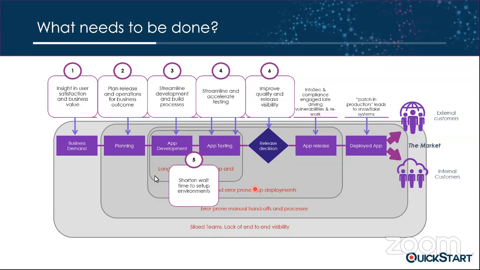I forgot to mention the long wait time to set up environments. Remember that I mentioned that, right? If we could automate the environment requirements, that is a good way to reduce the wait time. In a few minutes, we'll see that the wait time is a critical part of the value stream mapping, okay? For the release decision, it is shortening the deployment cycles.